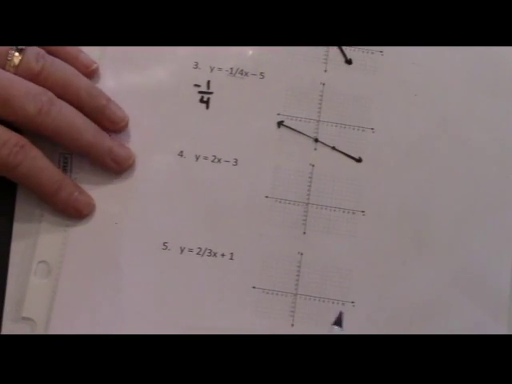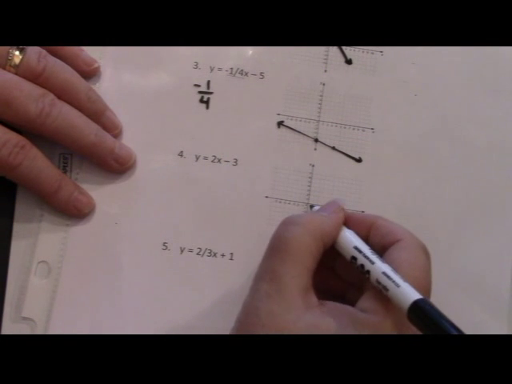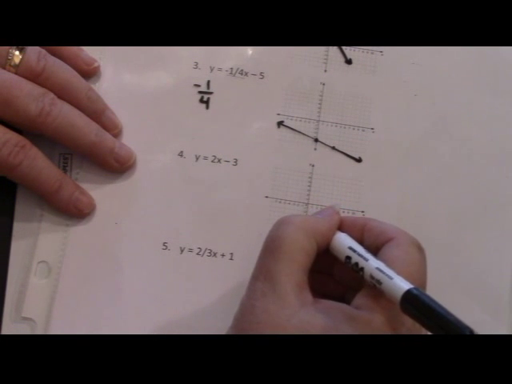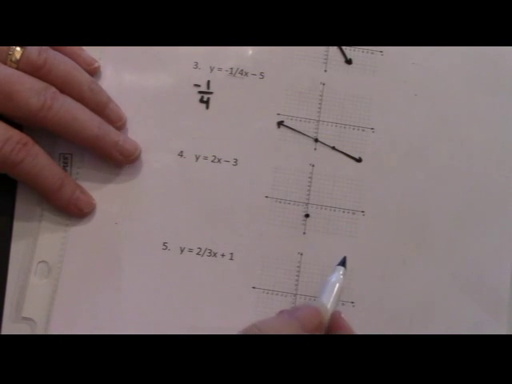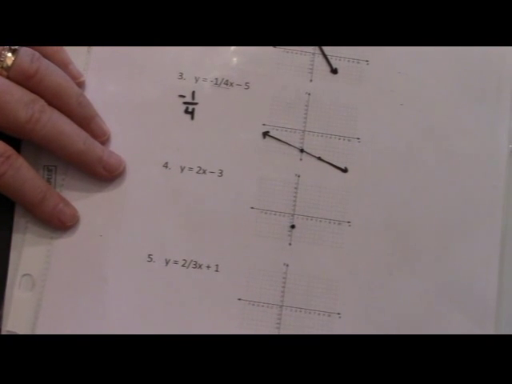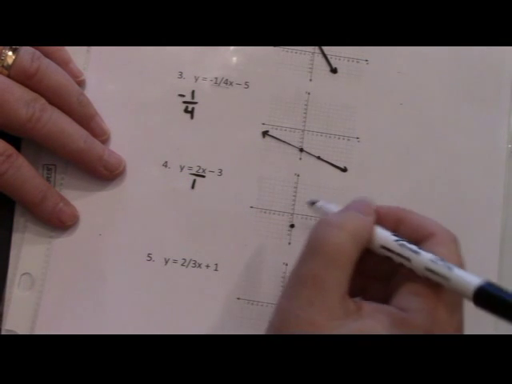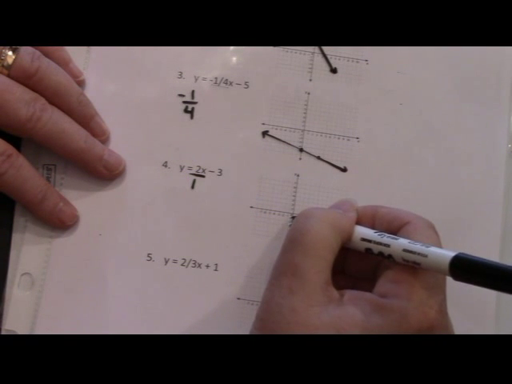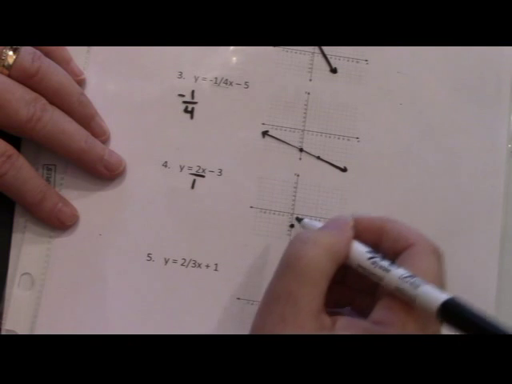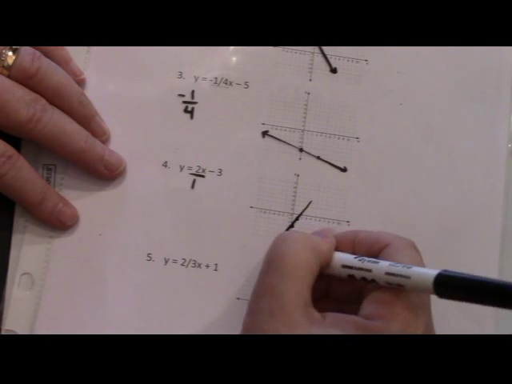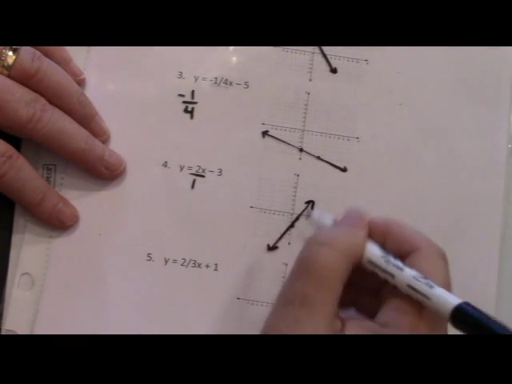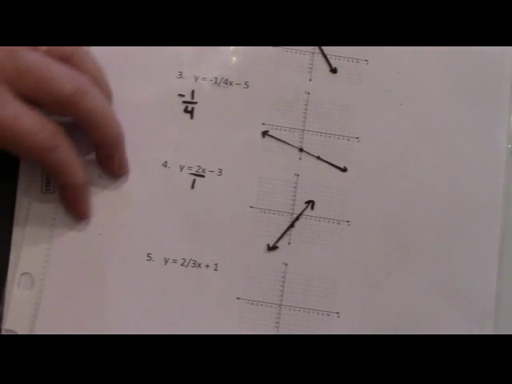Number 4, start at the end. -3. 1, 2, 3. Slope is 2. I need something. I need to put a 1 underneath it. From this point, I'm going to go up 2, to the right 1, and there is my line. Positive slope going up to the right.